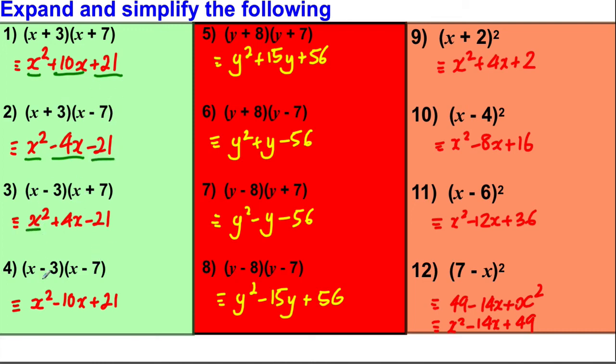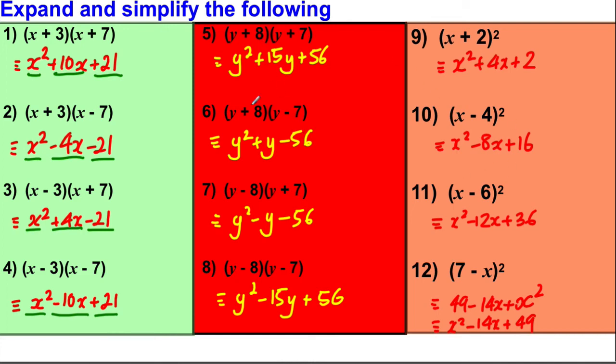X multiplied by x is x squared, negative 3 add 7 is positive 4, so we have positive 4x, negative 3 multiplied by 7 is negative 21. And x multiplied by x is x squared, negative 3 add another negative 7 is negative 10, so we have negative 10x, negative 3 multiplied by negative 7 is positive 21. And the same idea works for the rest of these.